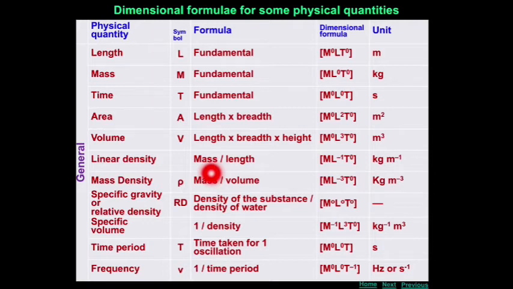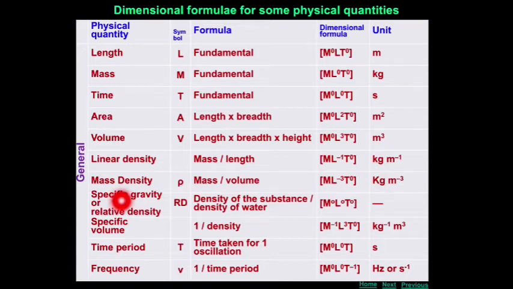What is the dimensional formula for mass? M. And the division, the 'by', is represented as inverse. What is the dimensional formula for length? It is L. So M by L, or M L inverse. The unit of linear density is kilogram meter inverse. Okay, students, go to the next one.